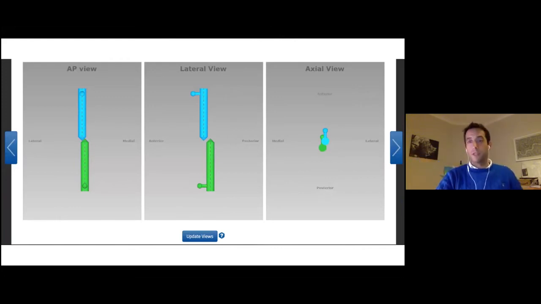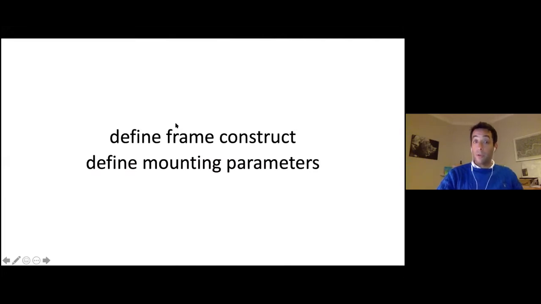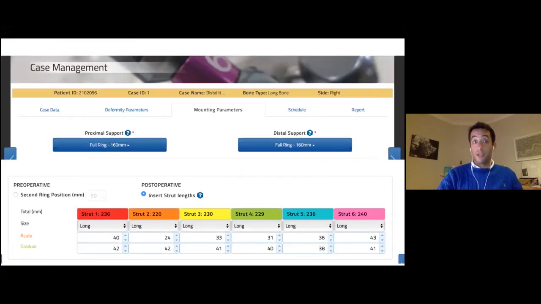Okay, good, I've got my deformity measured right, so you don't make a mistake. Then you're going to tell the computer what the frame is like. So in this one we said we've got 160 rings at each end. We've used a load of long struts. These are the settings on the struts. So the computer now knows the shape of your frame because the 6 struts always go in the same place.